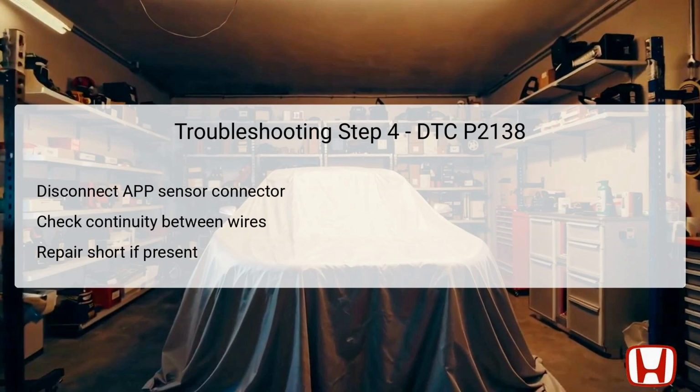If there is continuity between the wires, this suggests a short exists between APS1 and APS2 lines within the wiring harness, which must be repaired to restore proper function. Conversely, if there is no continuity, it indicates the wires are okay. In this case, replacing the APP sensor would be the necessary course of action, followed by repair verification to ensure the DTC is properly resolved.